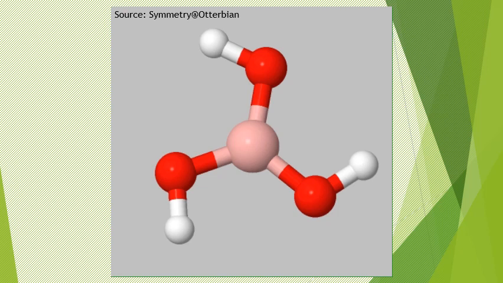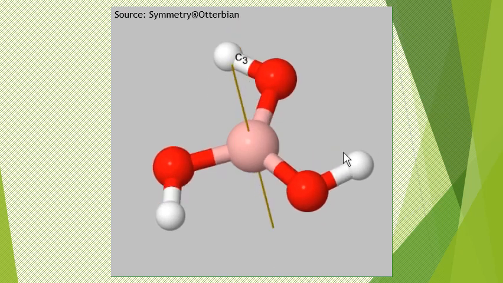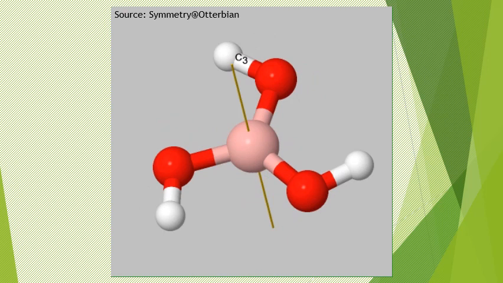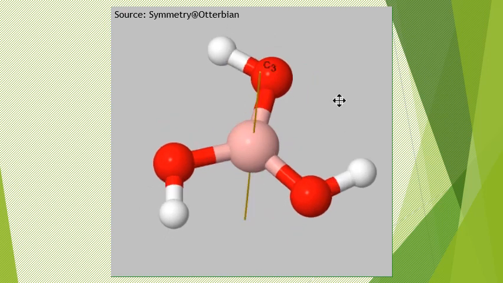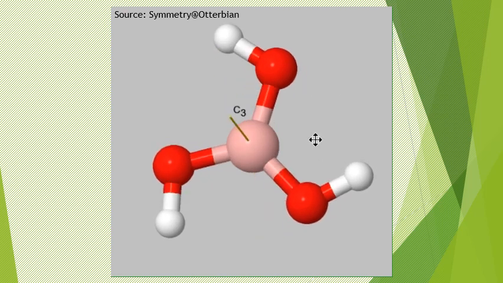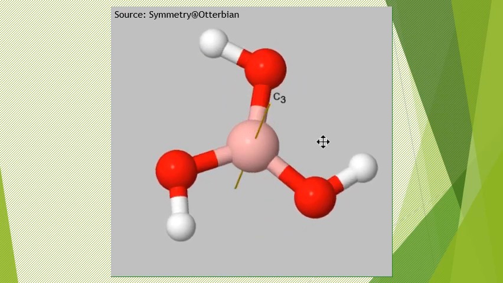So therefore a C3 axis must be present, and this is the axis. On this axis the molecule can be rotated. Of course it can be clockwise rotation or anti-clockwise rotation, doesn't matter. Usually clockwise rotations are considered, then we need not go with anti-clockwise rotation. So this is the C3 axis.